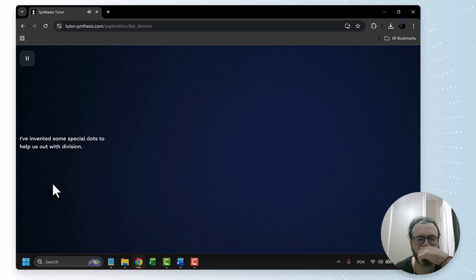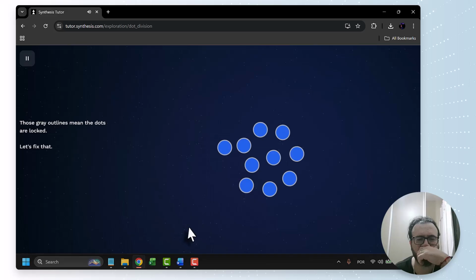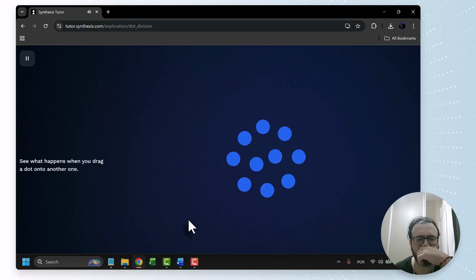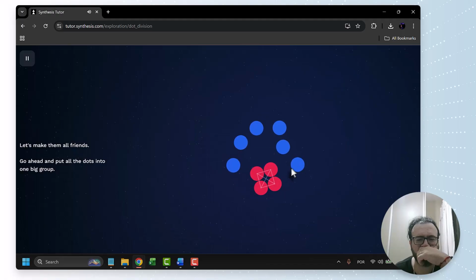I've invented some special dots to help us out with division. Try dragging one around. Those gray outlines mean the dots are locked. Let's fix that. See what happens when you drag a dot onto another one. Look at that. Now they're hanging out like best friends. Let's make them all friends. Go ahead and put all the dots into one big group.